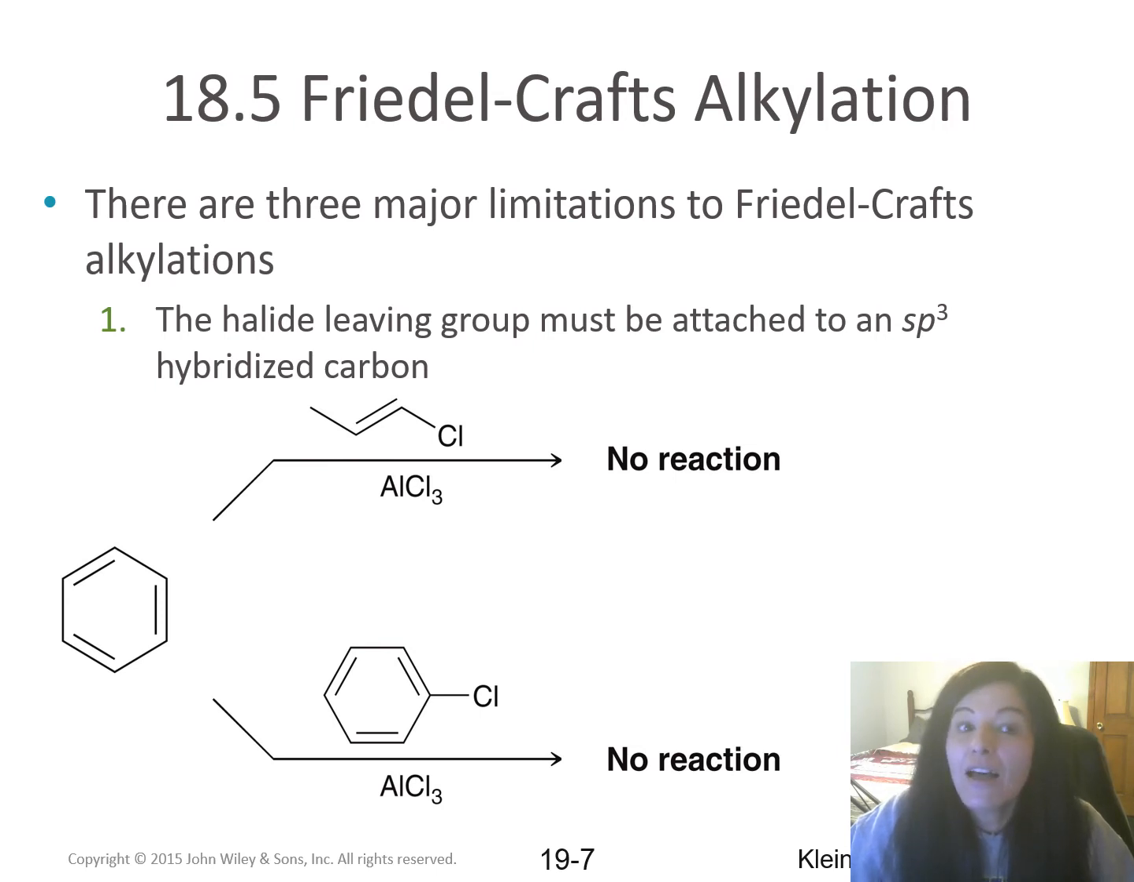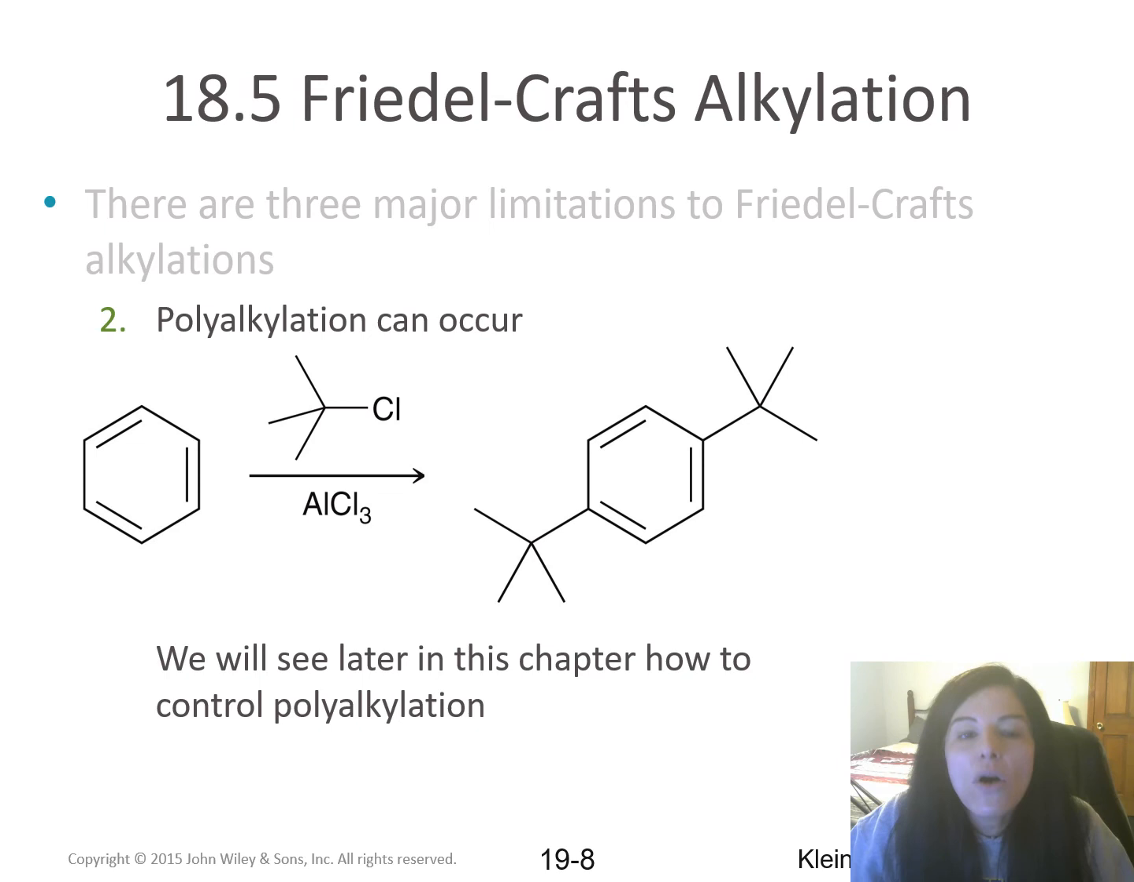There are three other major limitations to Friedel-Crafts alkylations. Number one, the halide group must be attached to an sp3 hybridized carbon. The reaction will not work if the halogen is attached to either an sp or an sp2 hybridized carbon. We won't get anything. This is because we cannot form a carbocation on an sp2 hybridized carbon or an sp hybridized carbon.